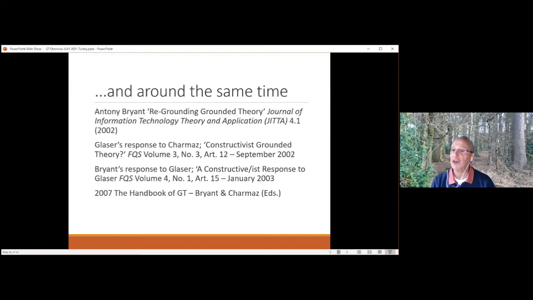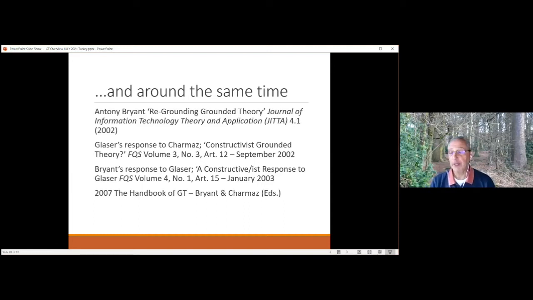on Charmaz's chapter. And when I pointed it out to Kathy Charmaz and said, you should really respond, she said, well, that's very difficult because he was initially one of my PhD supervisors and teachers. I don't think I can do that. And so I said, well, could I do it? And she said, yes. And that was 2003.